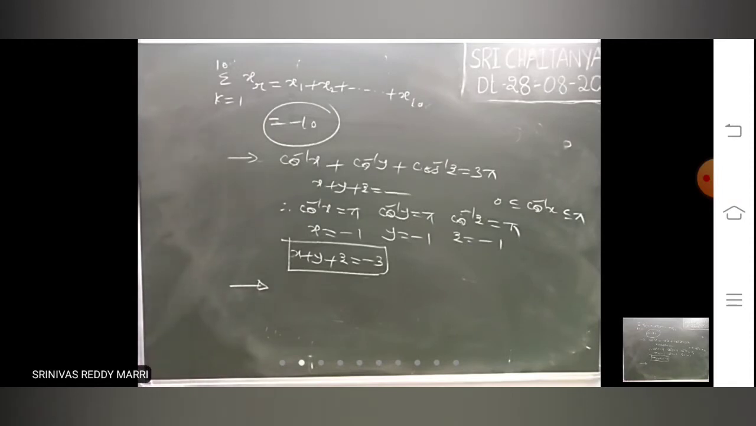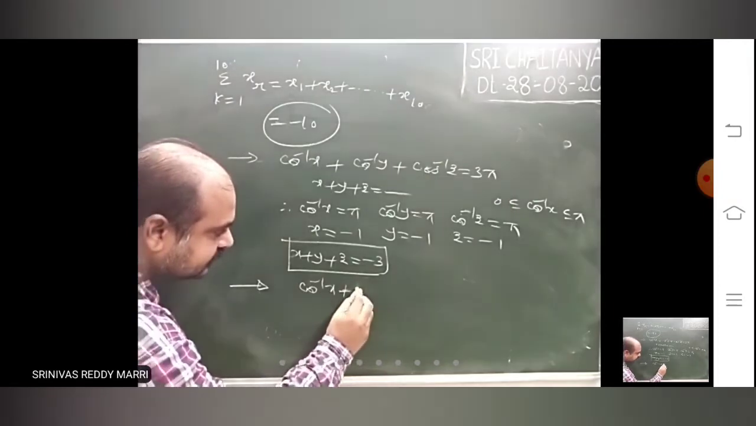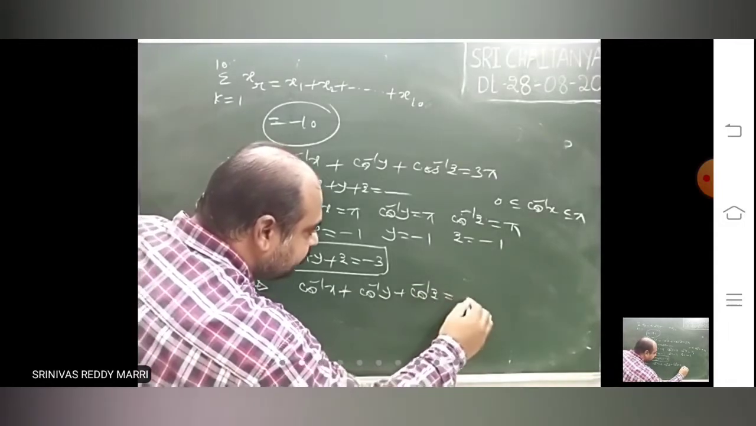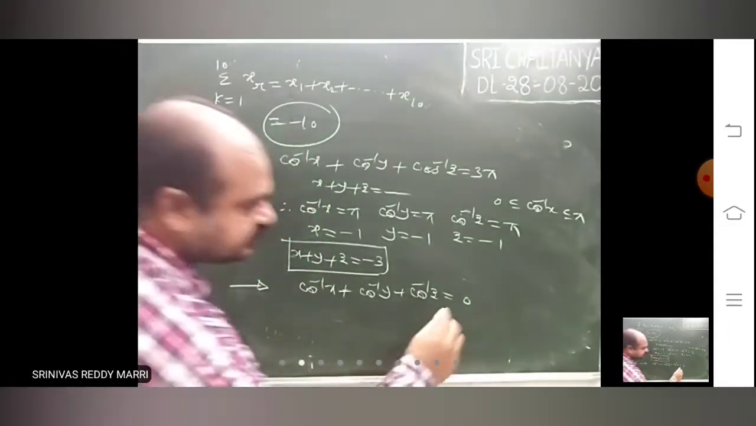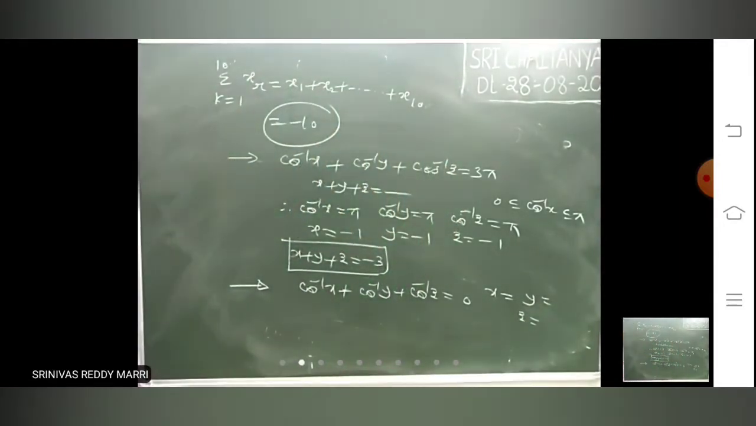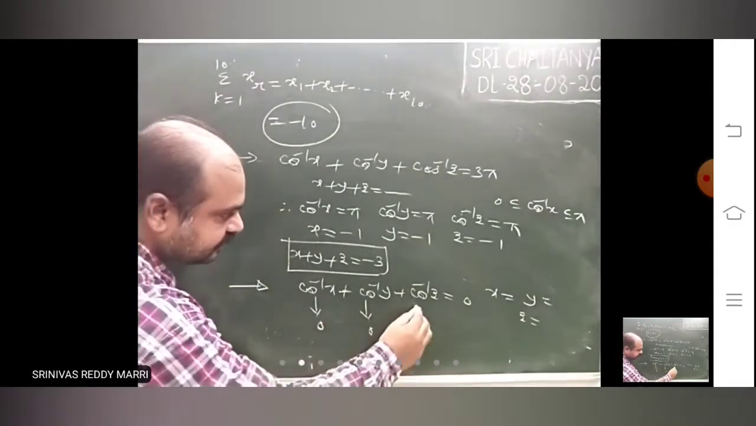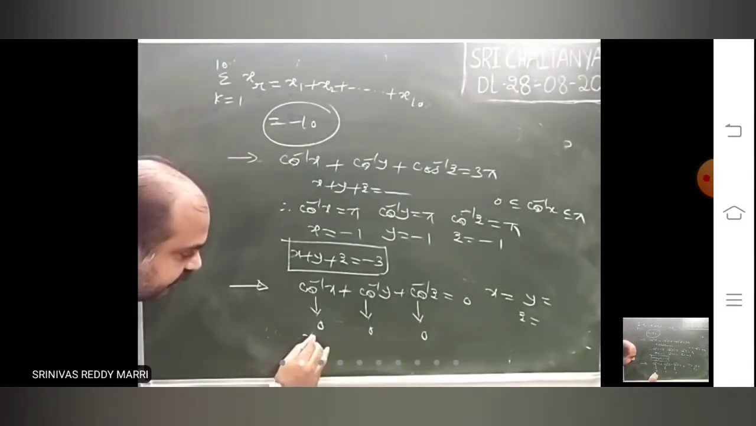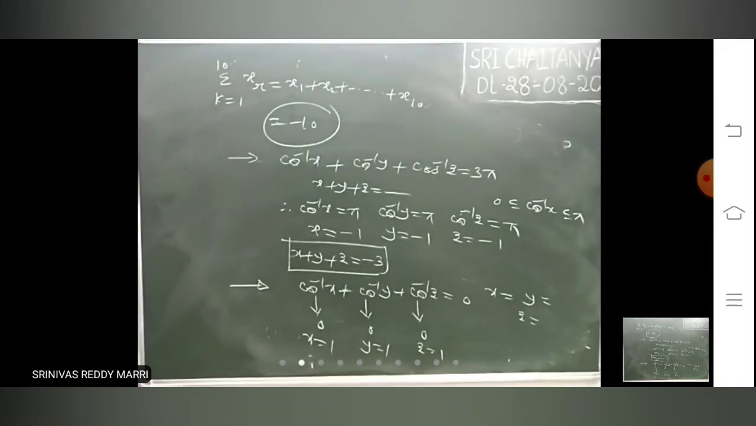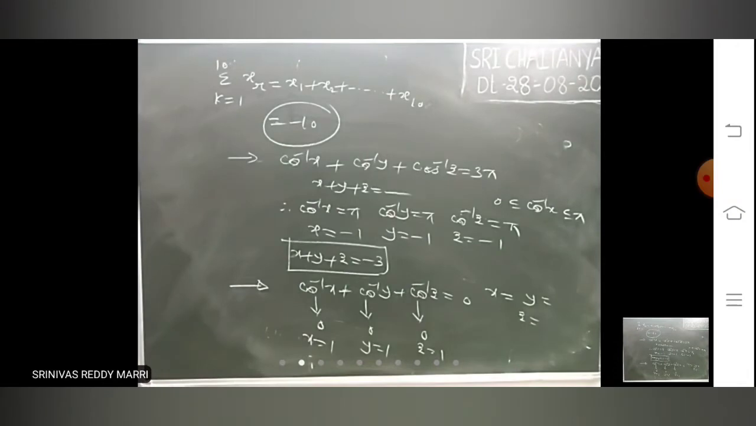Right? So suppose, let us say, cos inverse x plus cos inverse y plus cos inverse z equal to 0. What is x? What is y? What is z? 0 means what? Minimum value. So this must be 0, this must be 0, this must be 0. Therefore x is what? 1. y is what? 1. z is what? 1. Simple. Otherwise not possible. How will you get 0? You won't get it.